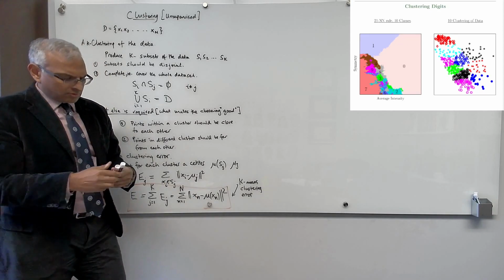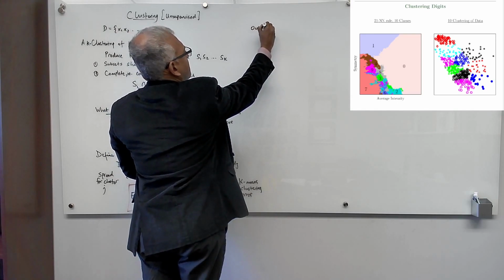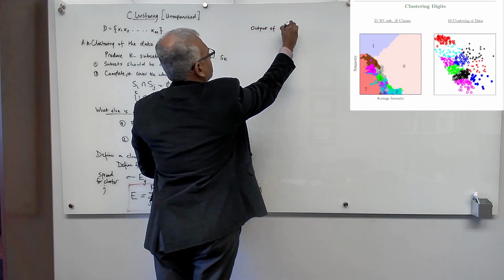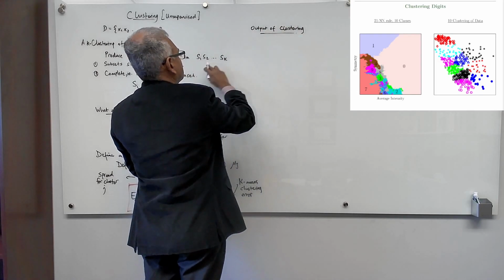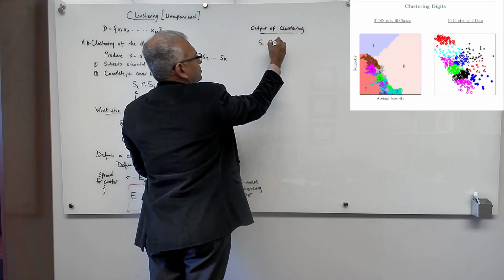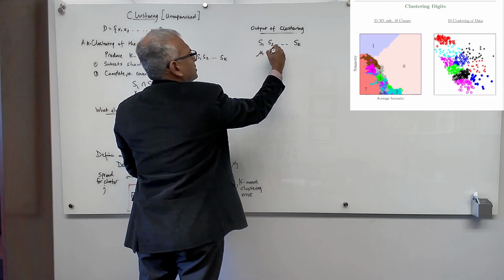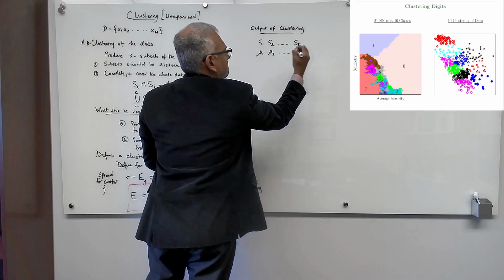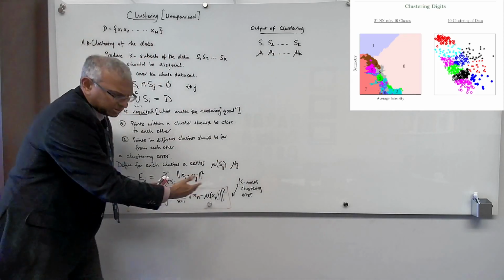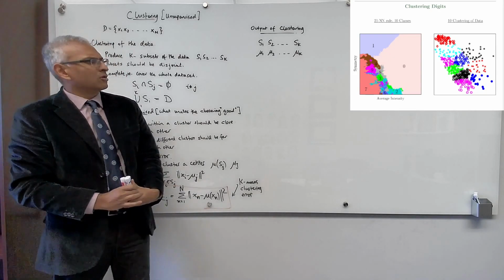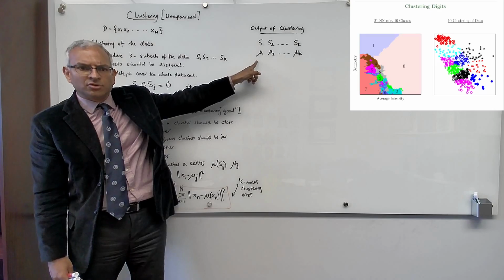So the output of clustering is exactly the subsets S1, S2 up to Sk and the corresponding means mu1, mu2 up to mu k. Go minimize this nice, simple error metric, and output for me the subsets and the centers of those clusters.